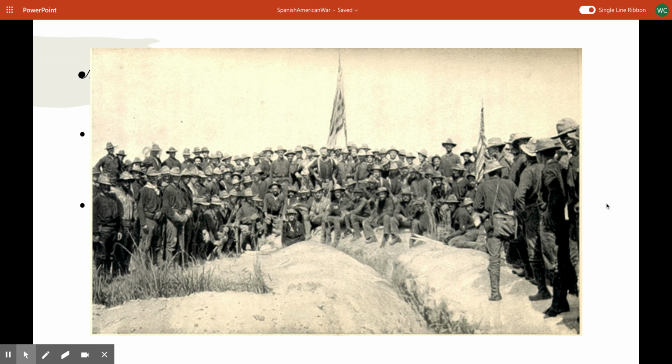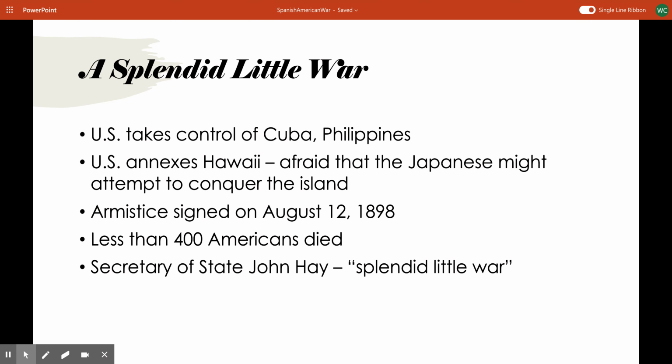So in 6 weeks' time, United States forces were able to take control of the two major remaining Spanish possessions overseas. That was Cuba and the Philippines. And the United States was afraid also that Japan might attempt to take control of Hawaii while the United States was really distracted by Spain. And so because of that, President William McKinley signed a resolution which formally annexed Hawaii finally on July 7th, 1898, which is several years after that coup that was attempted by those sugar plantation owners.